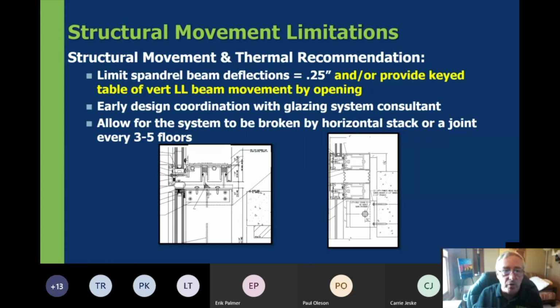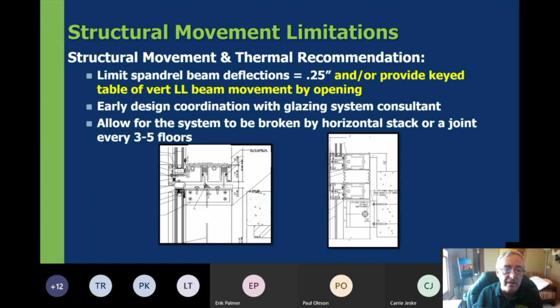We recommend for the building structural movement these considerations. Limit spandrel beam deflections, that's your outer beams that support facades, to 1/4 of an inch, and or provide a keyed table associated with the steel drawings that show the vertical live load beam movement, opening by opening. We recommend early design coordination with a glazing system consultant, that can be the manufacturer. Manufacturers have a lot of good information. The only thing is, they won't mention the building structural movement. You have to bring this up to them to ask about it and how that can be taken, because it doesn't fit their sales process that has been developed 20 years back.